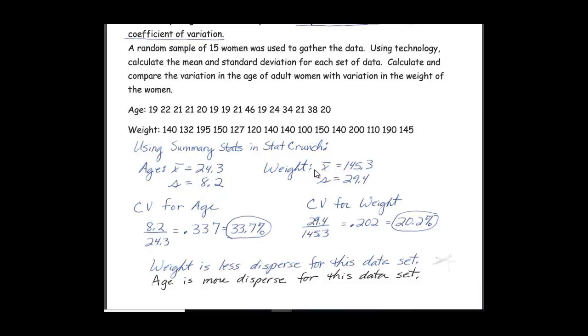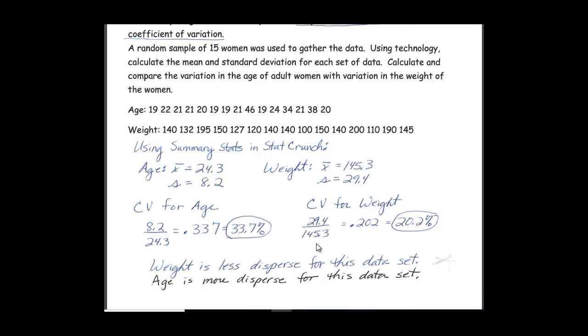Okay, so in our weight, we have an average of 145.3 pounds with a standard deviation of 29.4, which means that the typical data value varies from the mean by a little bit less than 30 pounds. That's basically how you can interpret standard deviation. So for our coefficient of variation for age, we're going to take the standard deviation divided by the mean. We come up with 0.337 written as a decimal, moving that over 2 places to write it as a percent, is 33.7%.